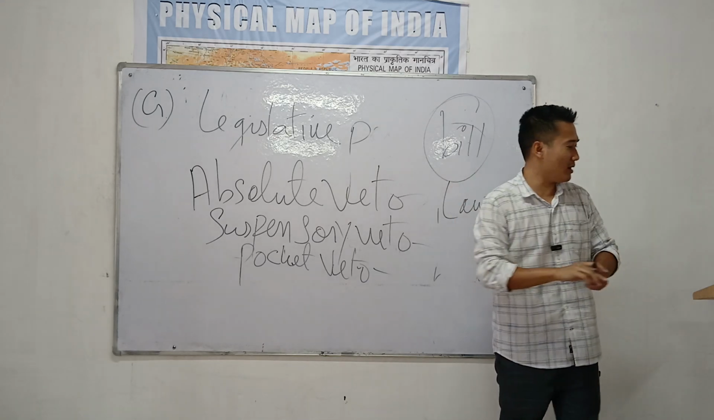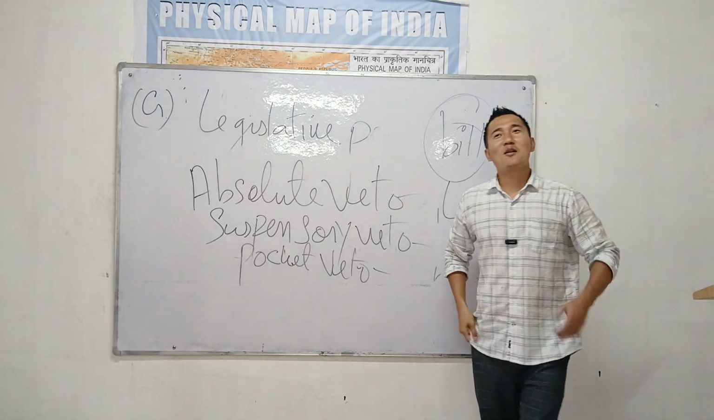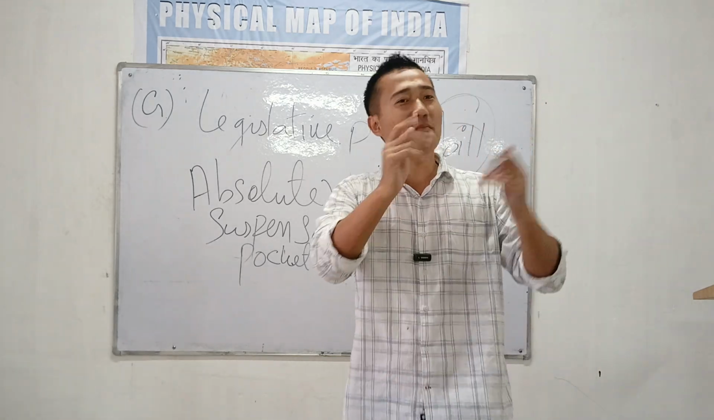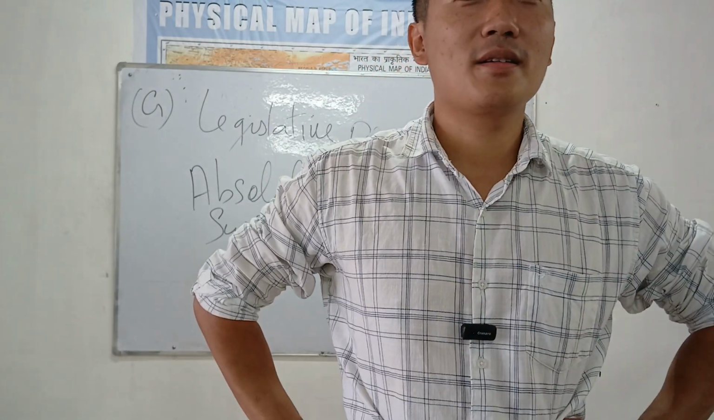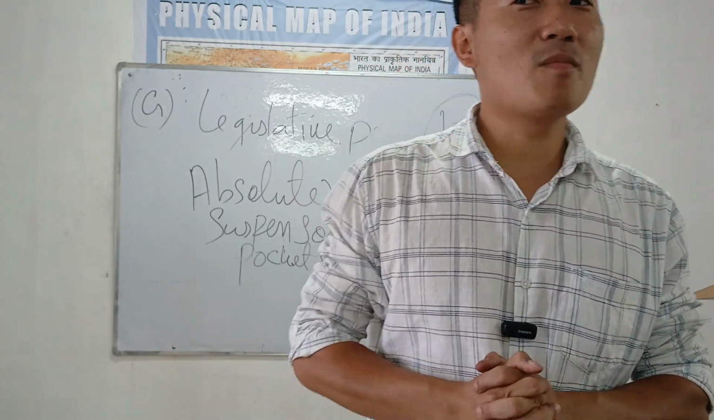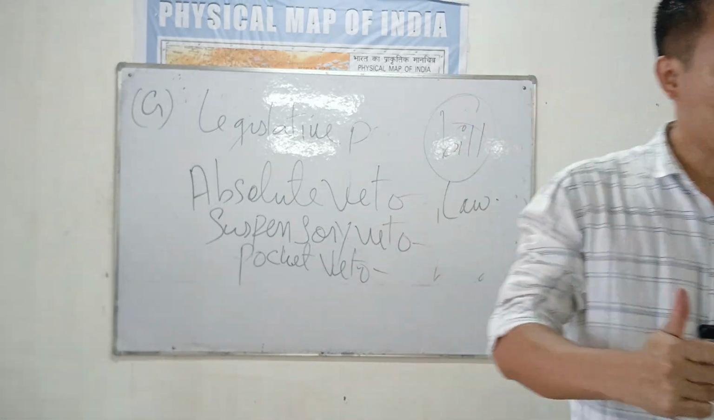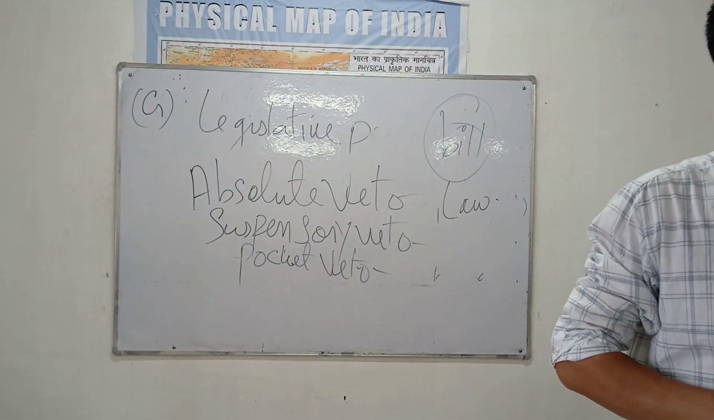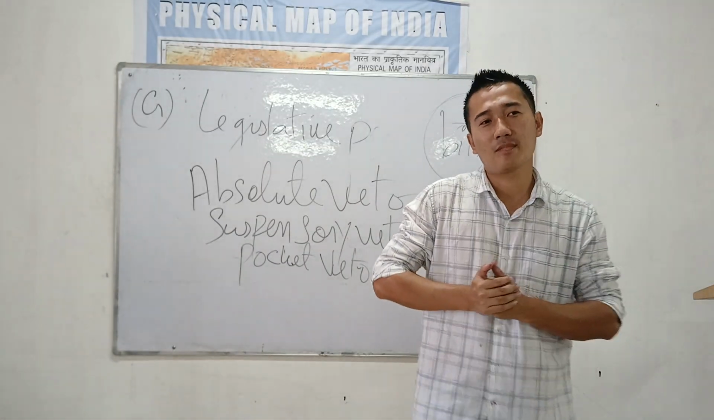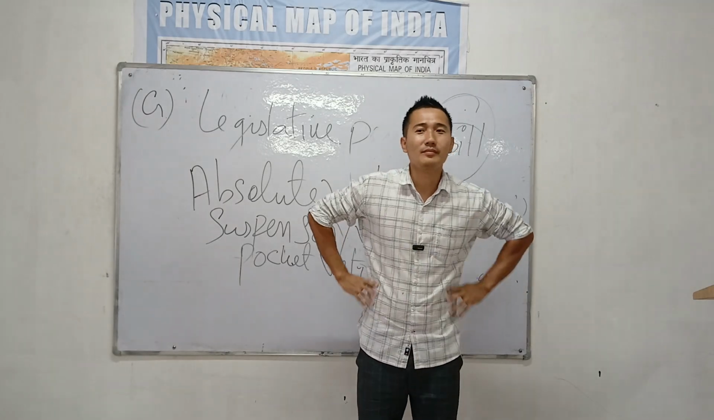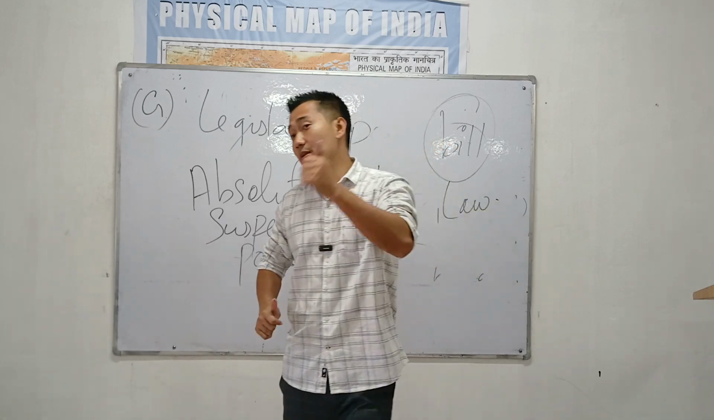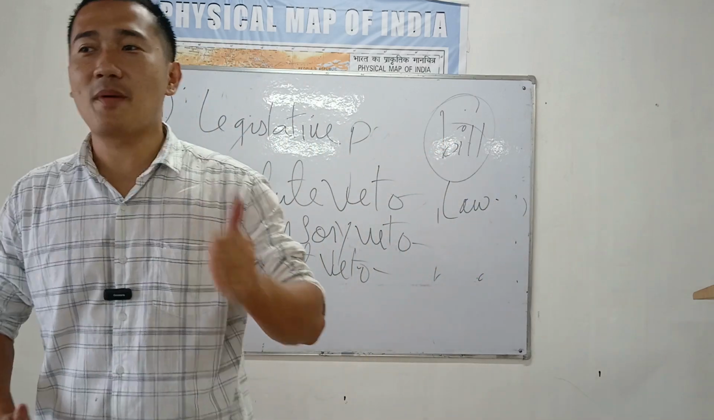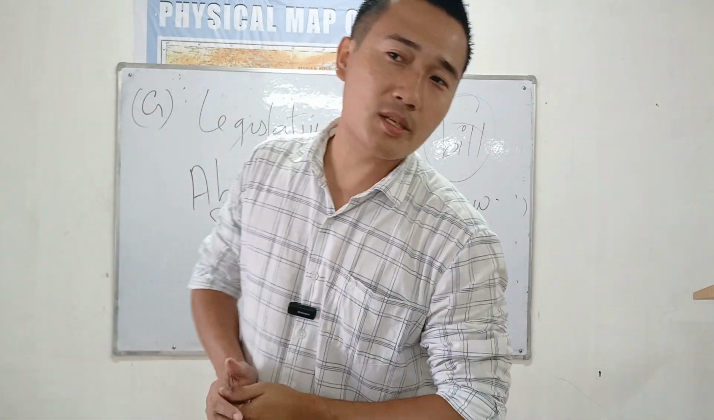Yes, legislative power. Last page. Why is the President made a part of the Parliament without being a member of either Lok Sabha or Rajya Sabha? The President is an outsider, not a member of Lok Sabha or Rajya Sabha, but he's a part of the Indian Parliament. Why? Why is the President of India made a part of the Parliament without being a member of either Lok Sabha or Rajya Sabha?